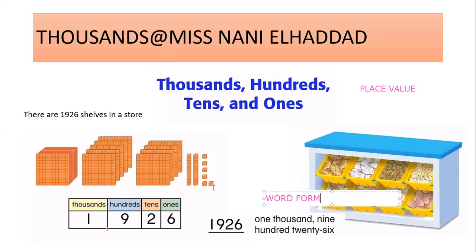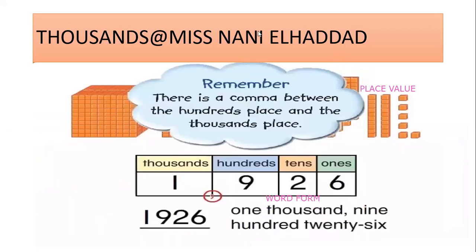What is this? This one block equals 1. So how many blocks do we have? 1, 2, 3, 4, 5, 6. So 6 blocks of ones. And the tens, I have 2 tens. The hundreds, I have 9 hundreds. And the thousands, I have 1,000. Okay, let's delete this.